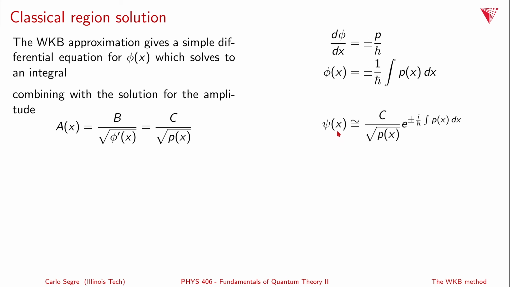So now our solution becomes psi of x is approximately equal to c over the square root of p of x times e to the plus or minus i over h bar integral of p of x dx. Remember, it was e to the i phi, so we have an i left over here. And phi being this integral times 1 over h bar, this is our solution.